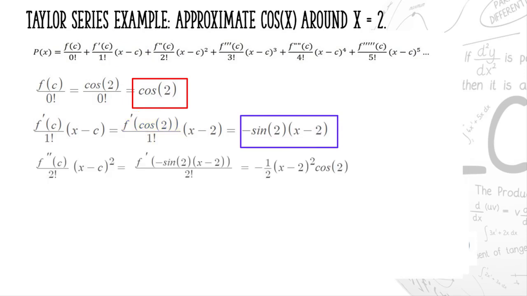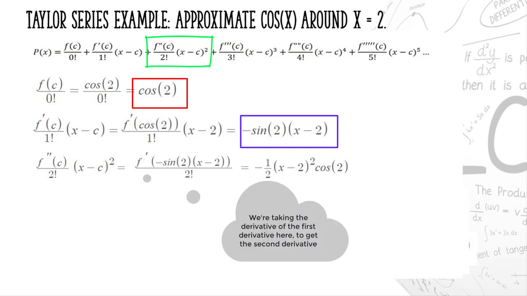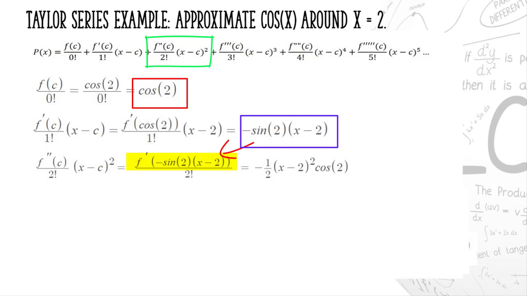In this next step, we want the third part of the Taylor polynomial. For this, we're taking the second derivative. In other words, we take the derivative of step 2 and place that over 2 factorial. That simplifies to this expression.